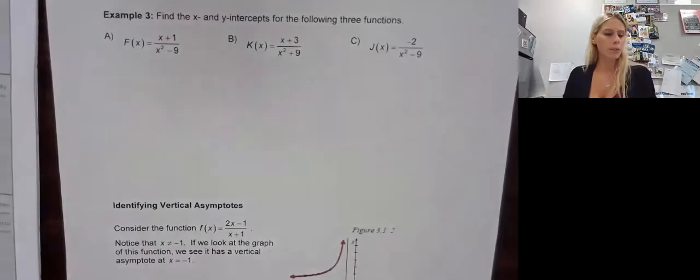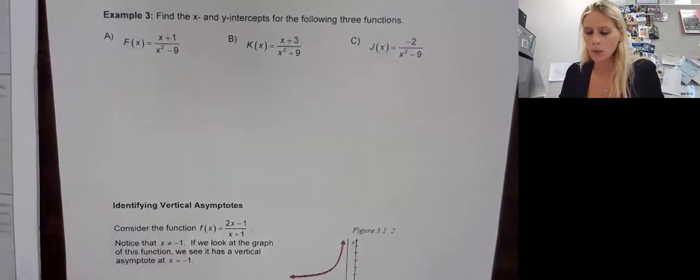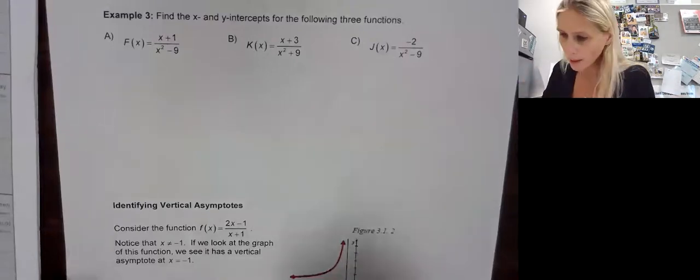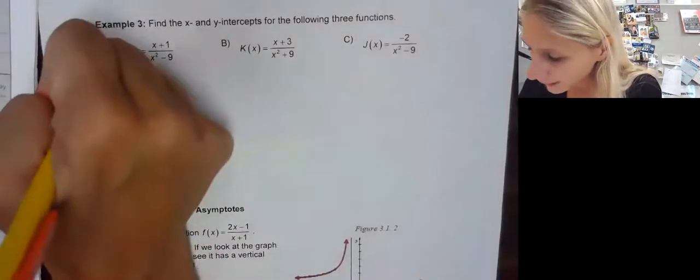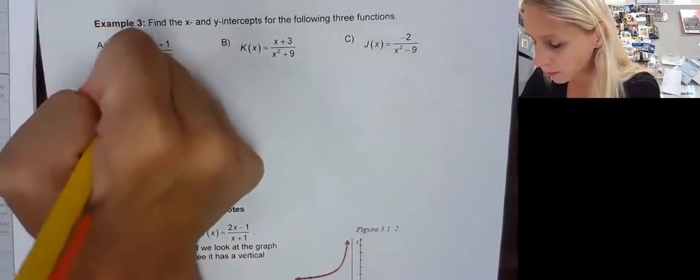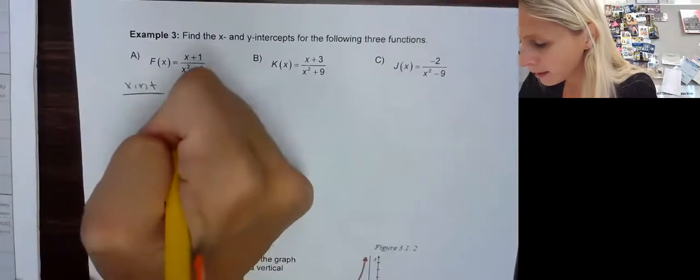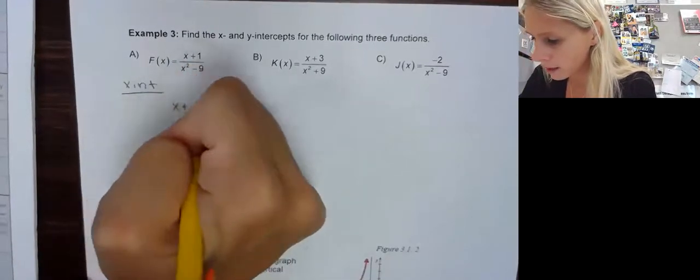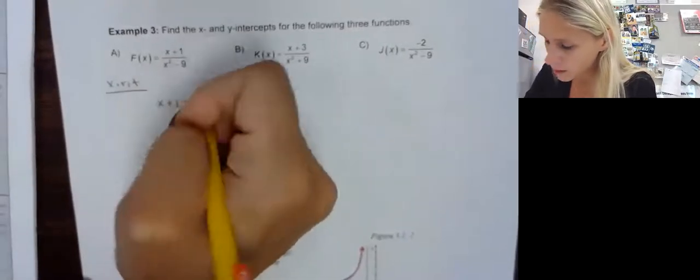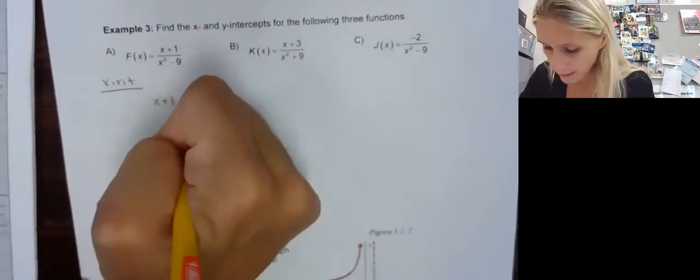Okay, so example 3 here. What we are going to do is find the x and y intercepts for these rational functions. So let me get my pencil. Okay, so remember, to find the x-intercept, we set the numerator equal to 0. So x equals -1.